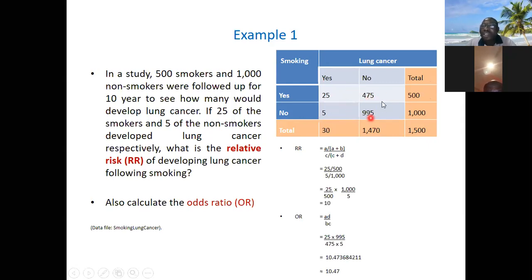the cells. 25 smoke and developed lung cancer. 475 smoke, they didn't develop lung cancer. So they make up the 500 people that smoke. Out of the 500 people that smoke, 25 developed lung cancer, 475 did not develop. Out of the 1,000 that did not smoke, 5 developed lung cancer.